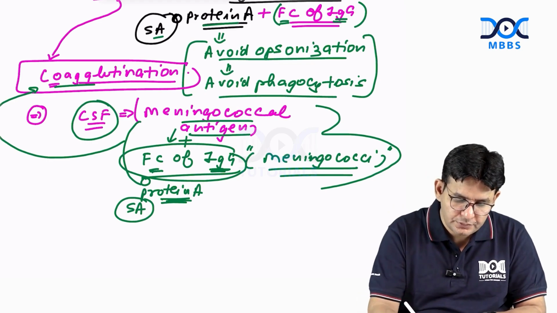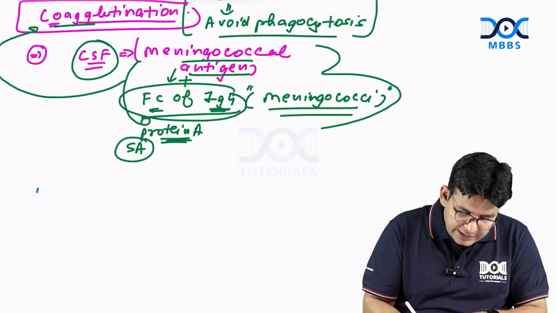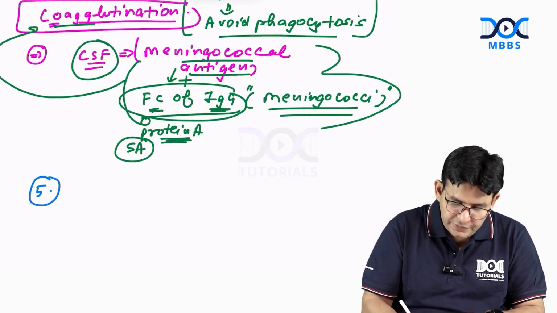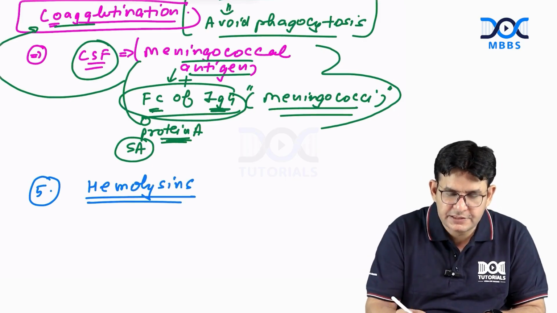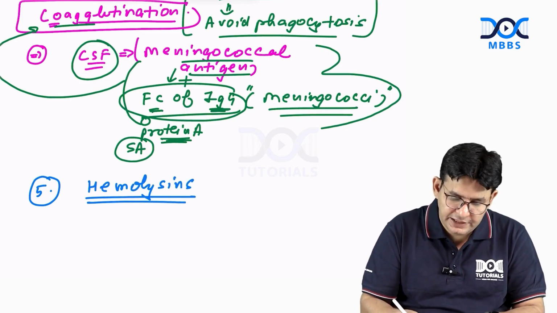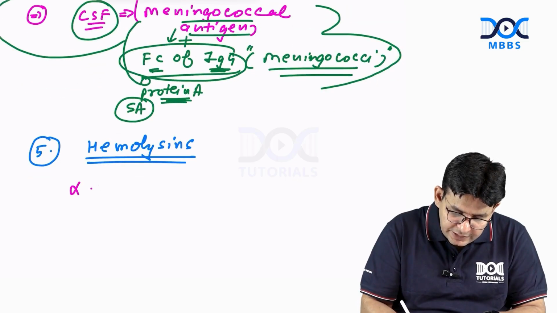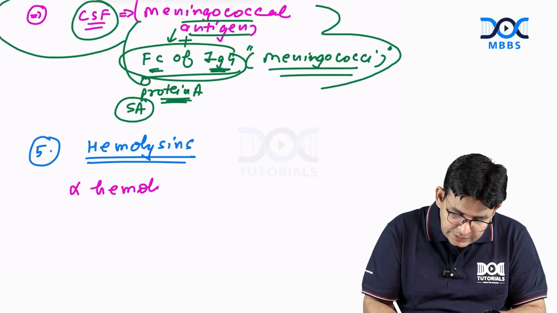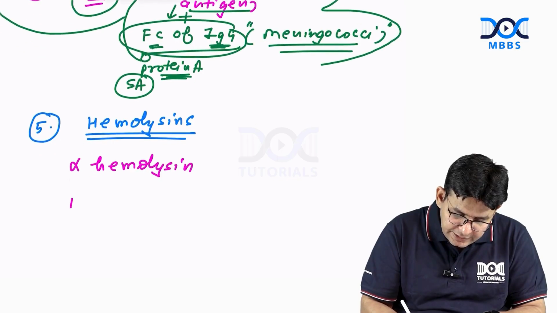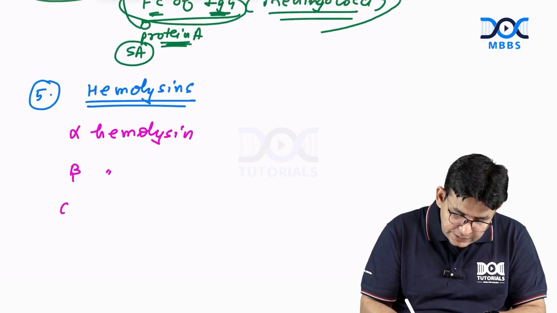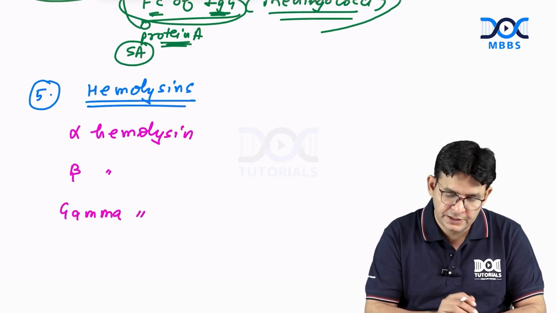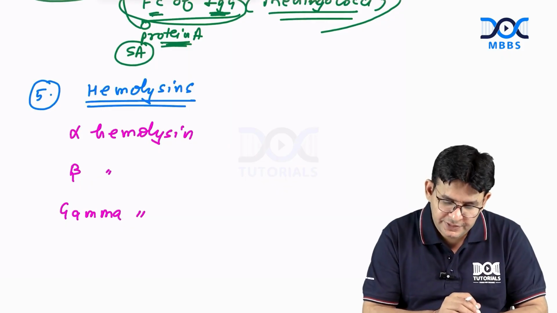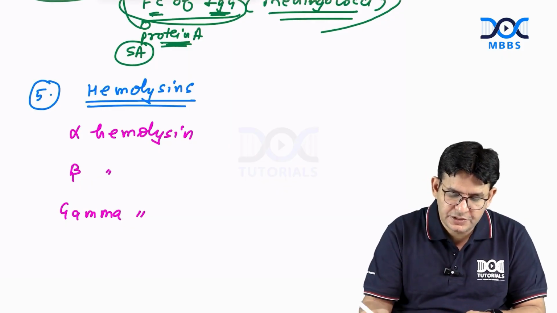Okay. Now, the fifth one is what? The fifth one is regarding the hemolysins. And what can the hemolysins be? The alpha hemolysin, the beta hemolysin, the gamma hemolysin. These are the most important ones. Even delta hemolysin is also there, but these are the most important.